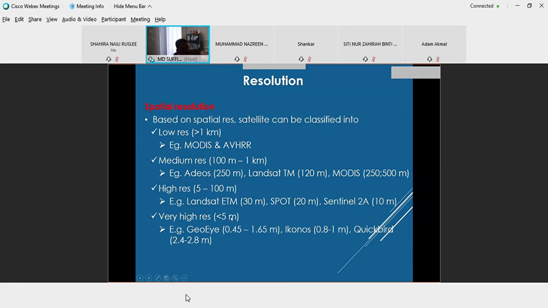So biasanya teknologi yang dia buka kepada publik ni biasanya 15 tahun ke belakang daripada teknologi yang dia buat lah. Sebagai contoh, katakan 0.45 meter sub resolution ni dia saya ingat tahun 2014, 2013 itu dah ada. Bermaksud bahawa teknologi tu dah digunakan 15 tahun sebelum tu. Digunakan oleh siapa? Digunakan oleh military.